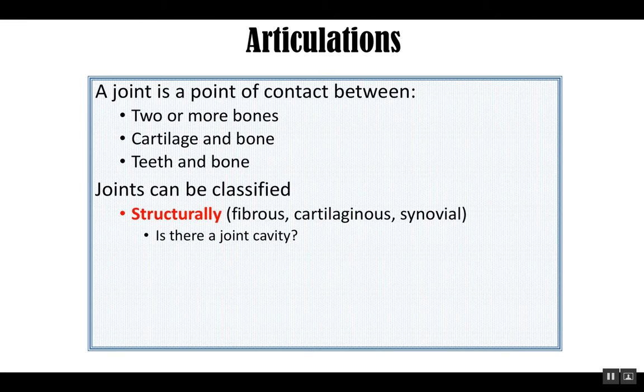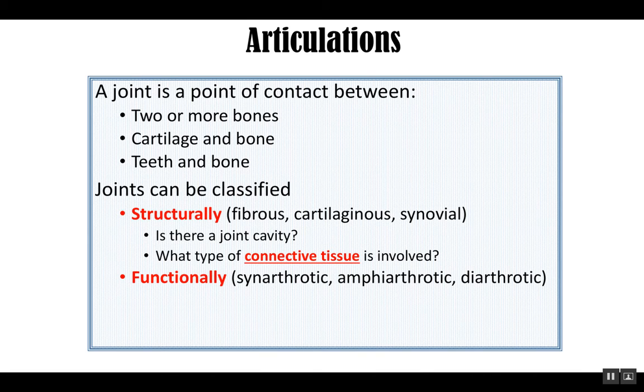We're going to learn that, is there a joint cavity? Is there a synovial cavity? Synovial joints have these cavities. What type of connective tissue is involved? Again, for fibrous, it's a dense, irregular connective tissue. For cartilaginous, it's either fibrocartilage or hyaline cartilage. And then for synovial joints, it is ligaments. And if you remember, a ligament is rich in dense, regular connective tissue.